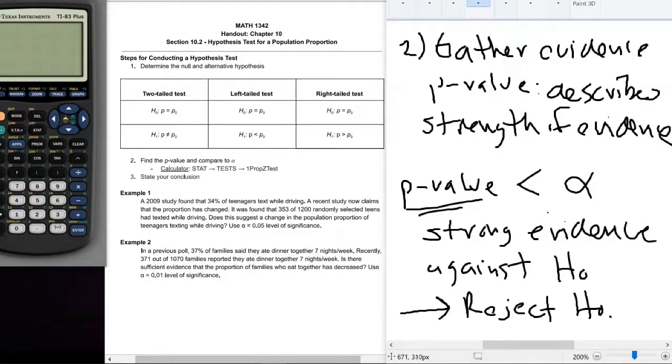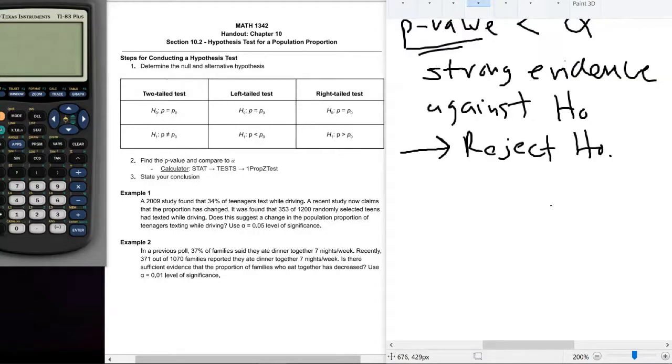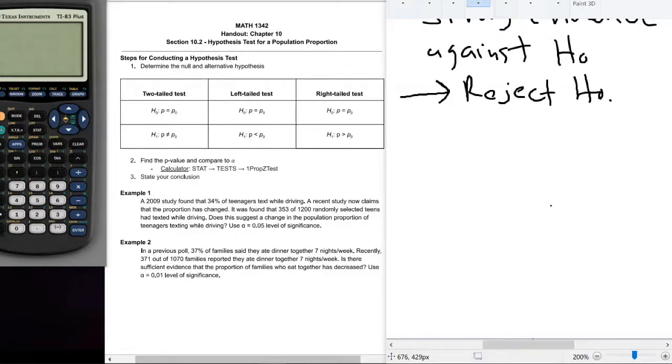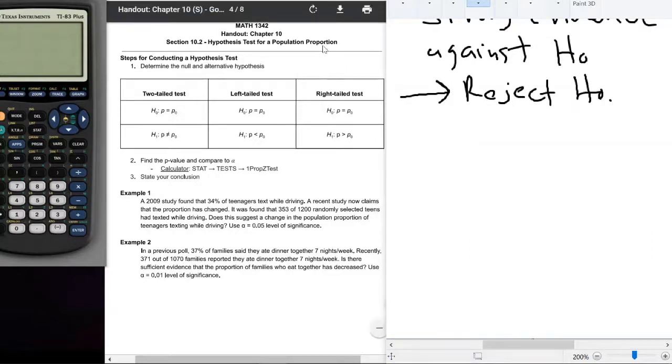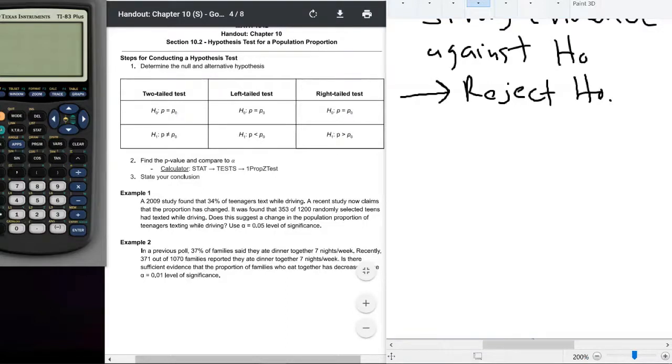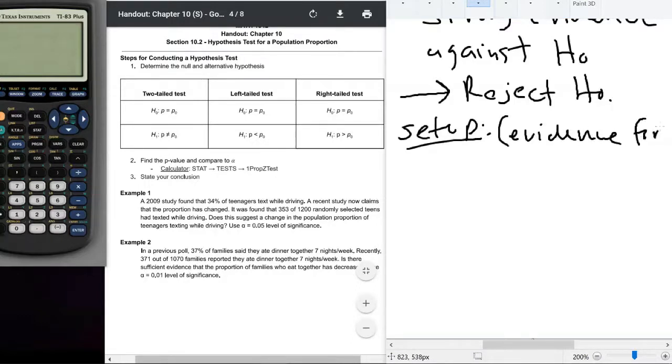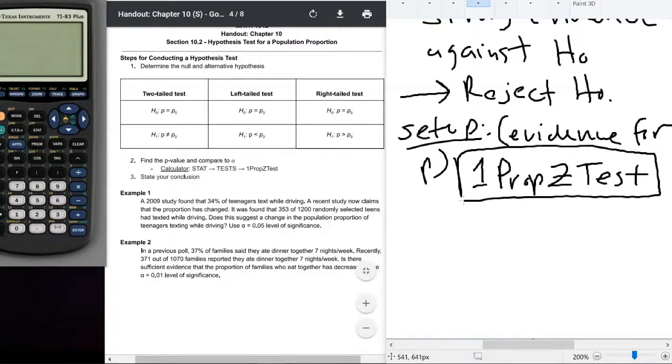So how do we do this? This is where your calculator comes into play, okay? And with the calculator, whenever you're looking to find evidence for a proportion, okay, so the setup to gather evidence for a population proportion. The calculator command that we're looking for of interest here is called 1-PropZTest. Okay, both the TI-83 and 84 will have the 1-PropZTest.